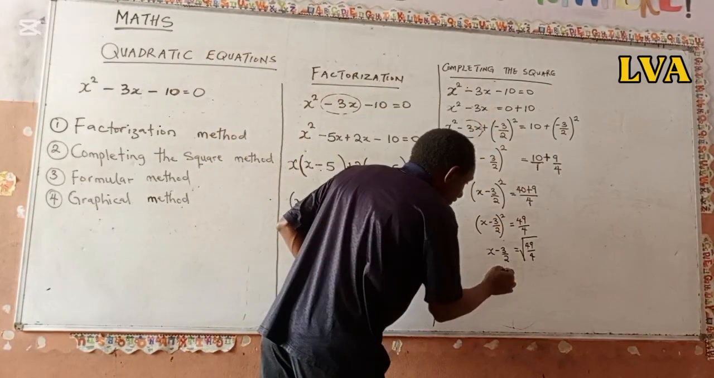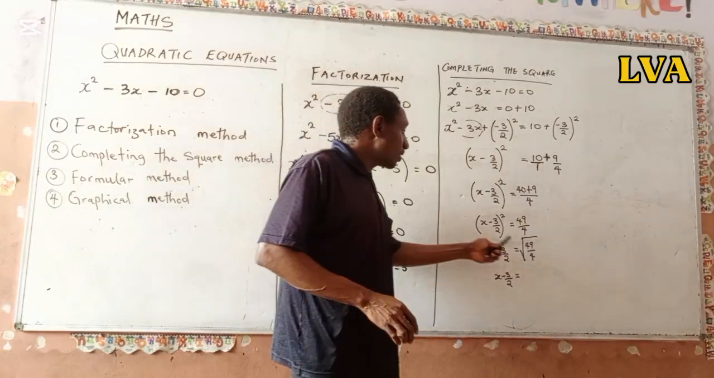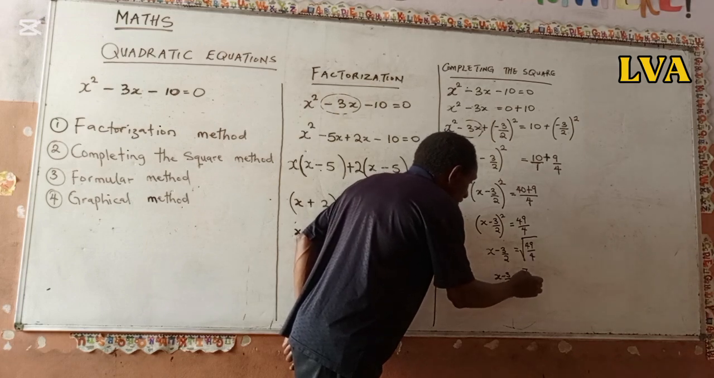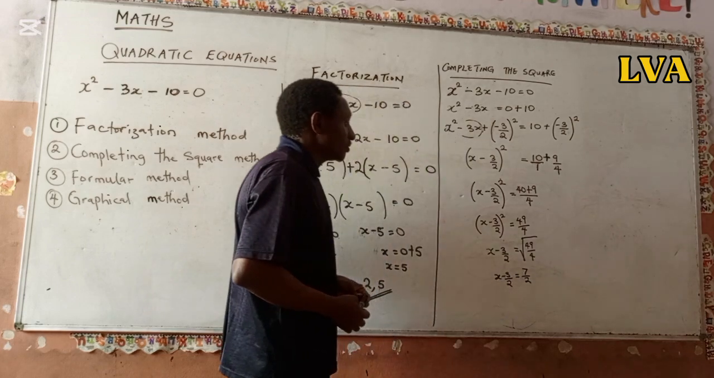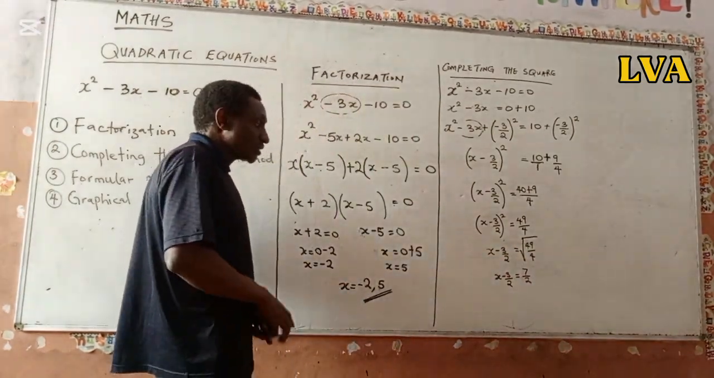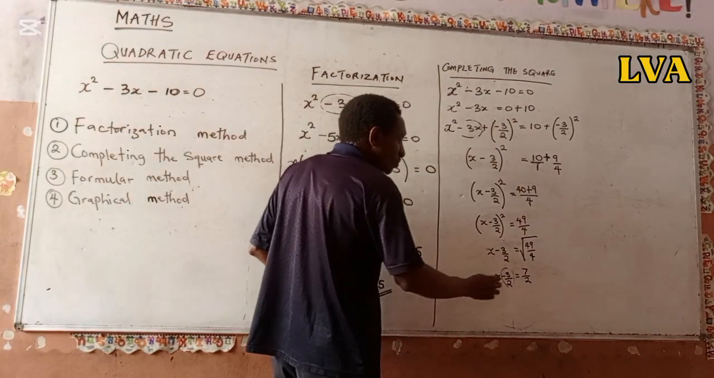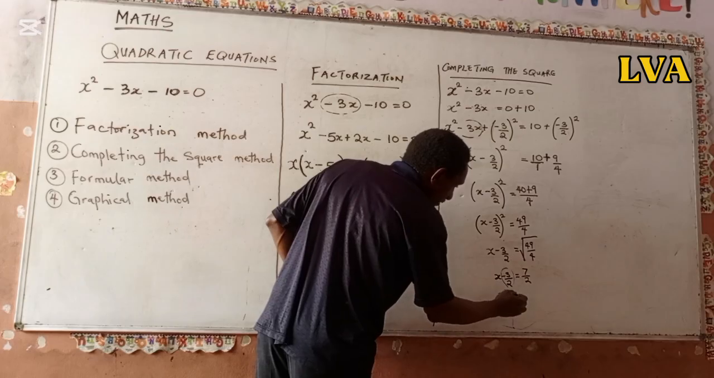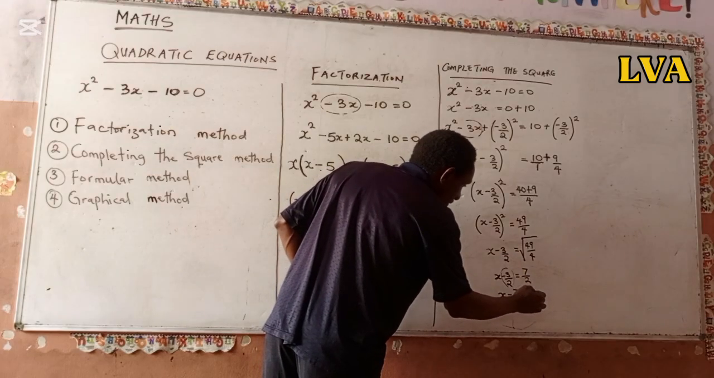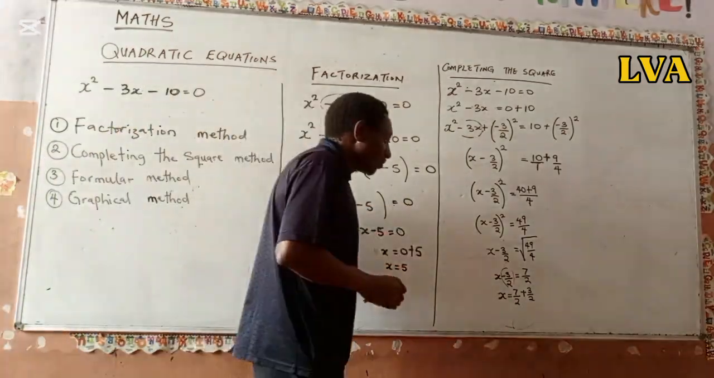So now I have x minus 3 over 2 equal to square root of 49 over 4. Square root of 49 is 7, and square root of 4 is 2. Remember, I'm looking for x, so x to stay alone. For x to stay alone, this minus 3 over 2 will be taken to the right hand side, so that I have x equals 7 over 2. If it goes to the other side, it becomes plus 3 over 2. So I have x equal to 7 over 2 plus 3 over 2.